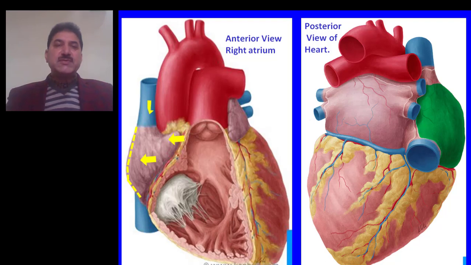It receives the superior vena cava and inferior vena cava, and the right auricle projects from the right atrium as shown by this arrow. On viewing the heart posteriorly, we see that the left atrium contributes to the majority of the anatomical base of the heart. It drains four pulmonary veins and predominantly forms the base of the heart. The only part of the left atrium which is visible on the sternocostal surface is the left auricle.